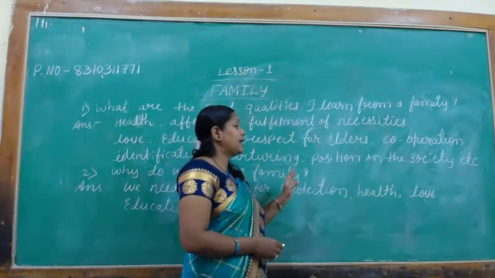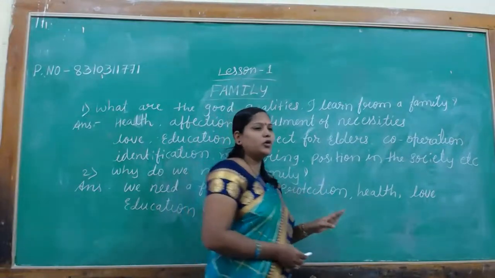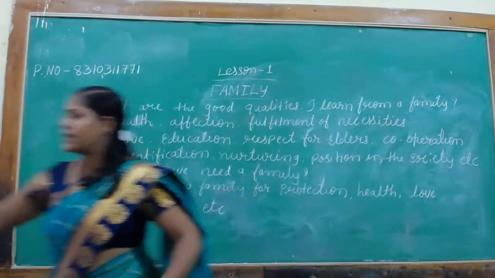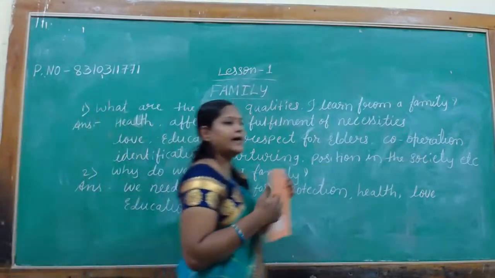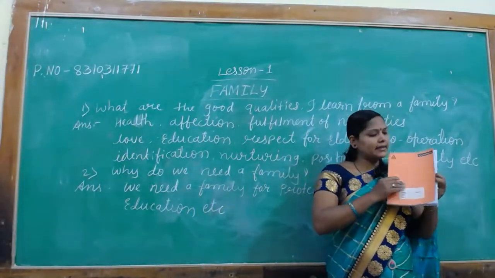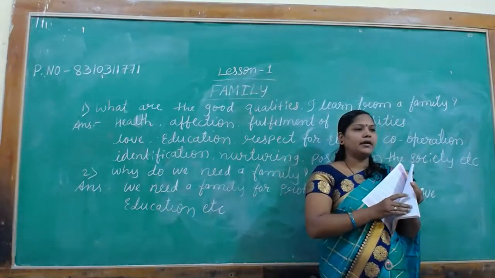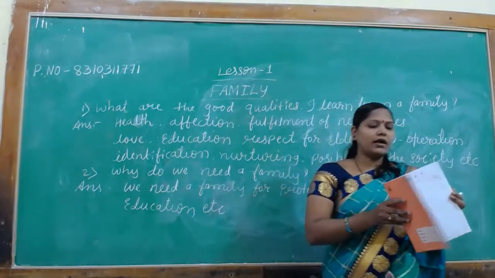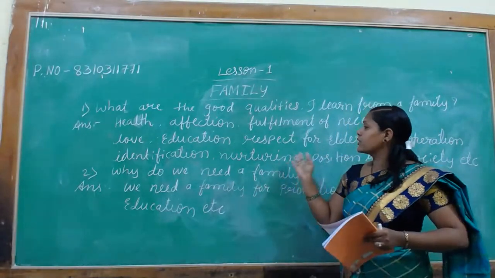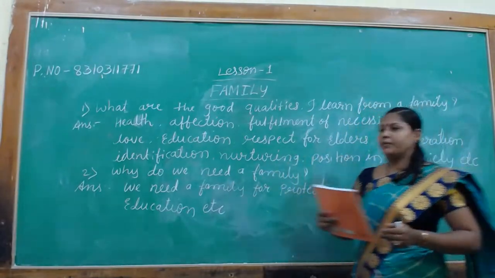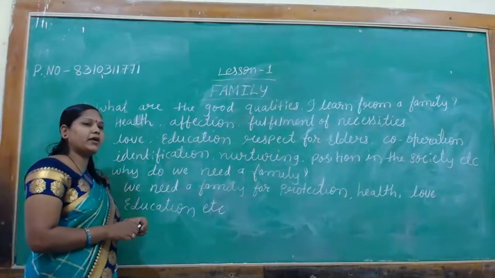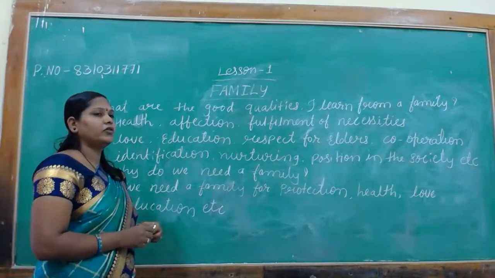All students, next, today I want to give you classwork. You take down a 100 pages king size notebook. You should write in this notebook only. Understood? Take down your classwork and write down what I am giving in the classwork. You should write. Okay? Okay. First, lesson number one. Family.